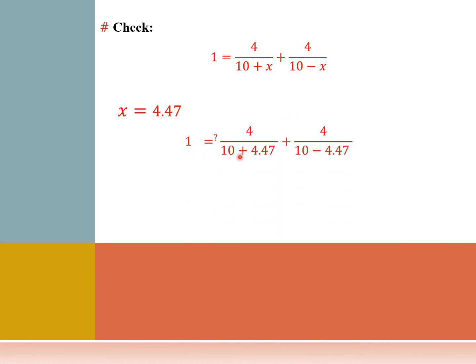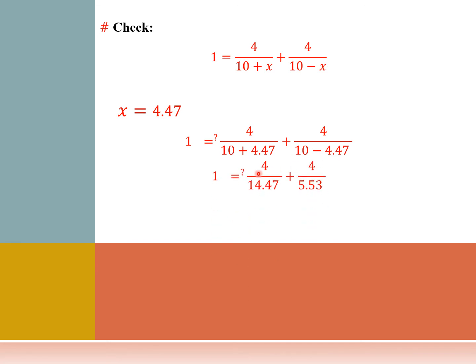You have to check now. This is the original equation: 1 is equal to 4 over 10 plus x plus 4 over 10 minus x. Now we got the value of x, 4.47. Now we have to substitute this value in the main equation to check if 1 is equal to the other side. So is 1 equal to 4 over 10 plus 4.47 plus 4 over 10 minus 4.47?